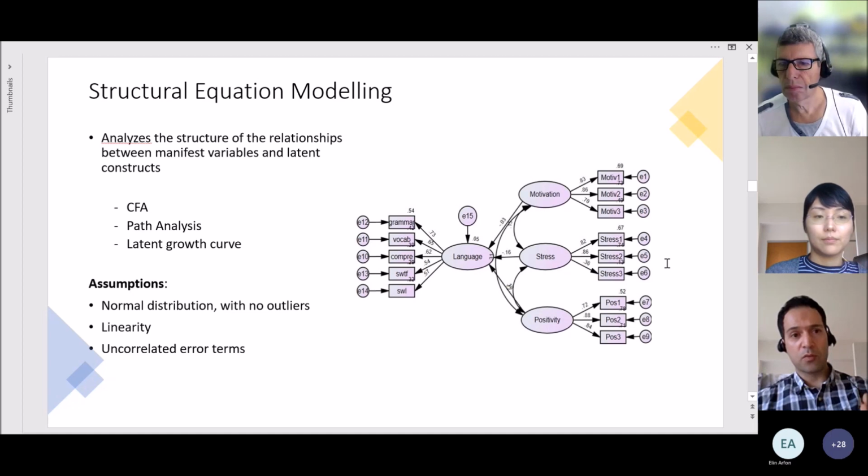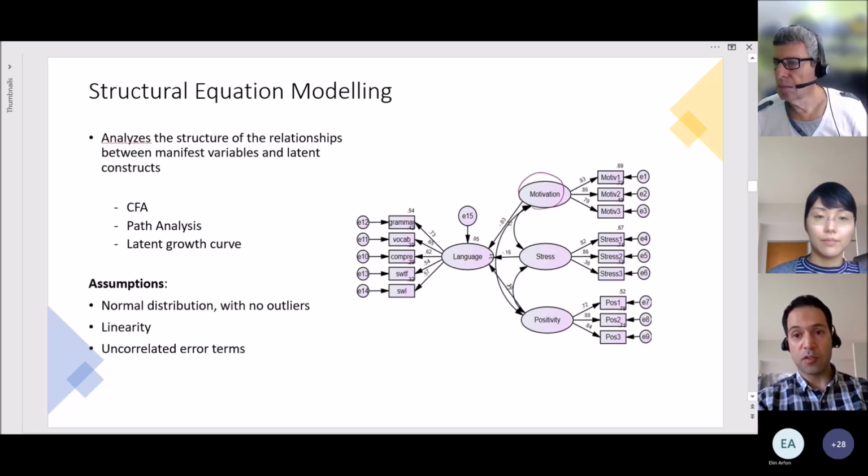Then I would like to move to structural equation modeling. Well, for GLM, you can use observed variables. But now if you have got factors, for example, you've got a factor like motivation here, or stress, or positivity.